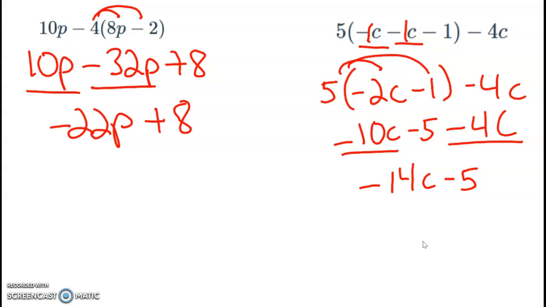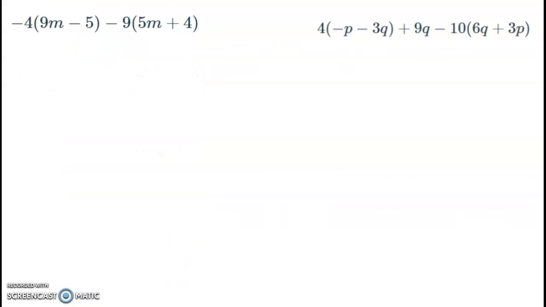Alright, now let's take a look at what you have to do if you have two distributive situations here. On this one, we're going to distribute the -4 and the -9, and then combine like terms. So that's what we're going to do.